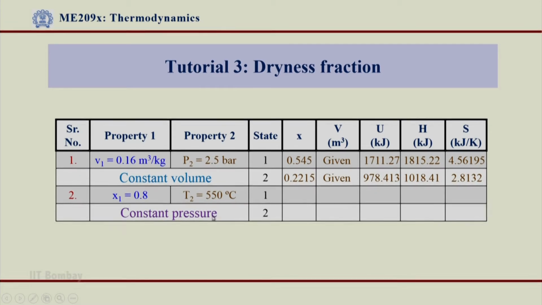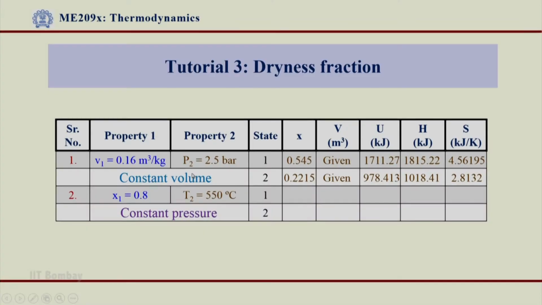So, on a PV diagram this will be a horizontal line. Earlier we had a vertical line on a PV diagram because it was a constant volume process. In this case it is a constant pressure process, and therefore we will have a horizontal line over here. Alright. So, let us now solve this problem.